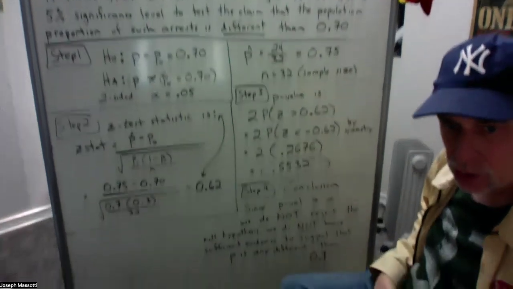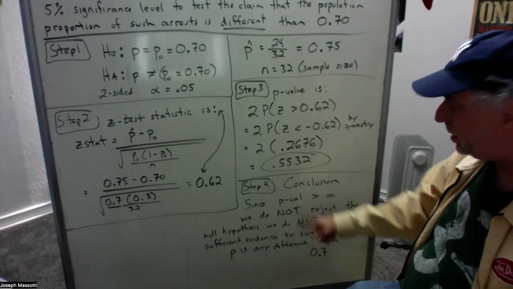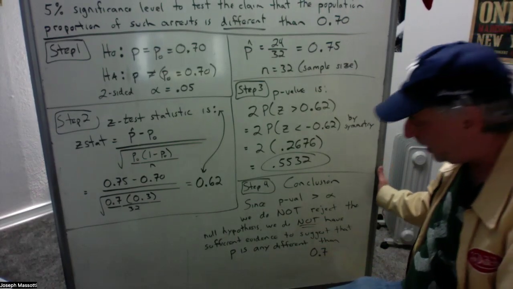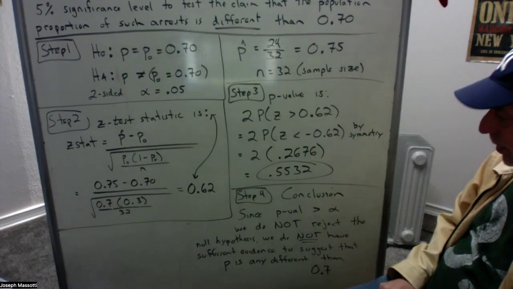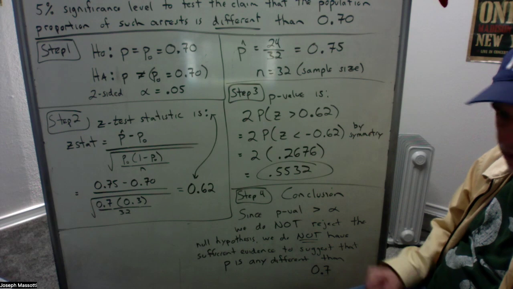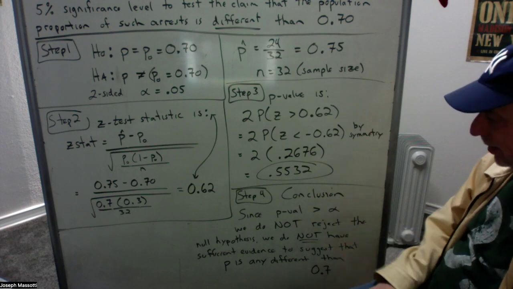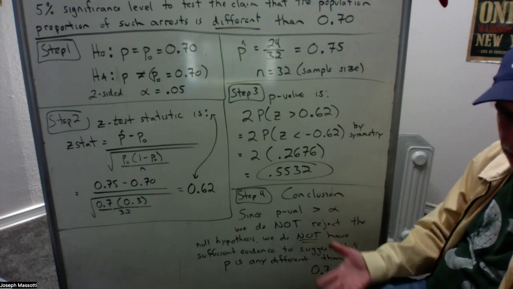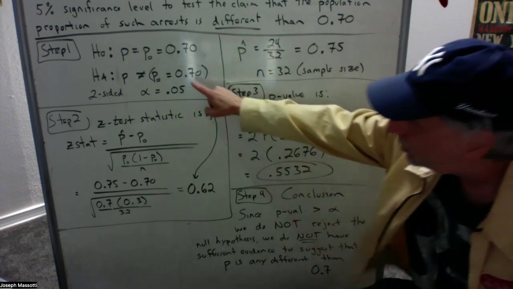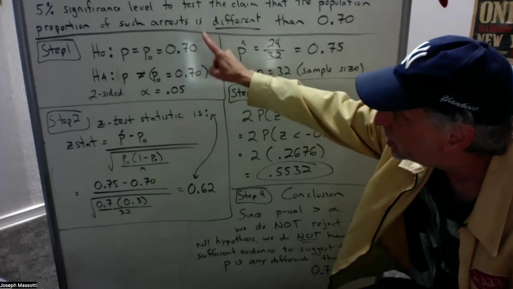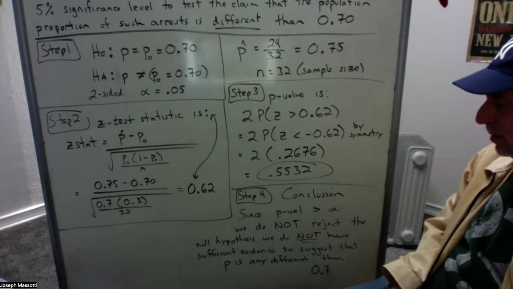So that leads us to our conclusion that since the p-value is greater than alpha, and in this case, much greater than alpha, we do not reject the null hypothesis. We do not have enough evidence to suggest anything other than what we thought going in. So we do not have evidence to go to the alternative. We are staying with the null hypothesis.